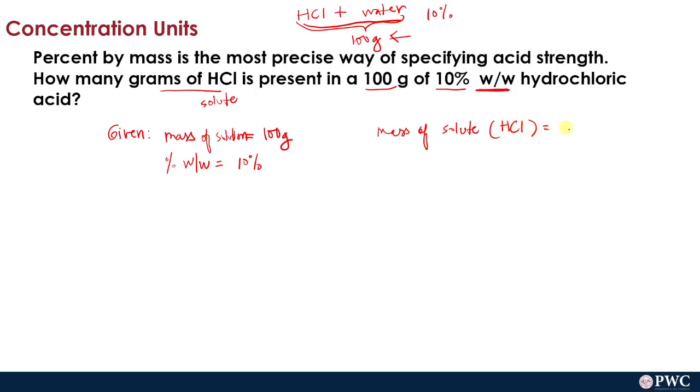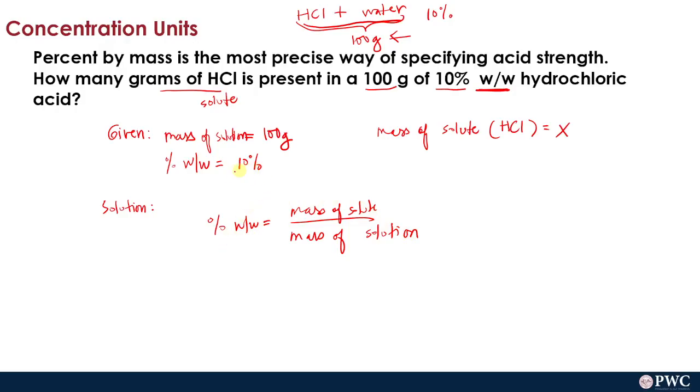Okay, for this case, let X be the mass of the solute. Let's proceed with the solution. For the solution, we can use the percent by mass formula. Again, the percent by mass is equal to the mass of the solute over the mass of the solution. The percent by mass is equal to 10%.